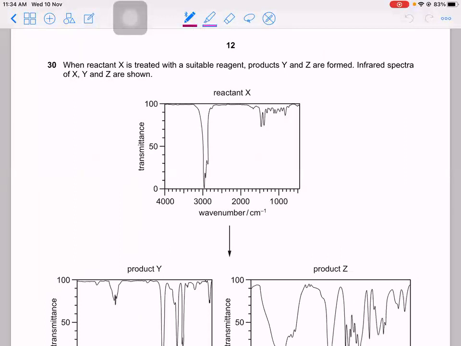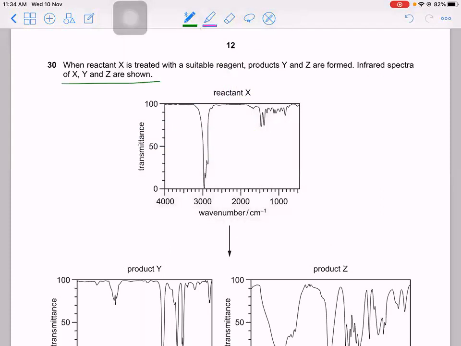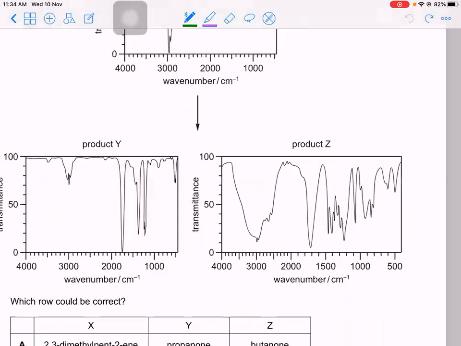Question number 30. When reactant X is treated with suitable reagent, products Y and Z are formed. The infrared spectrum is shown. Now let's see. X, Y, and Z are shown. Let me just identify product Z and product Y if we can. Let's see what this is.